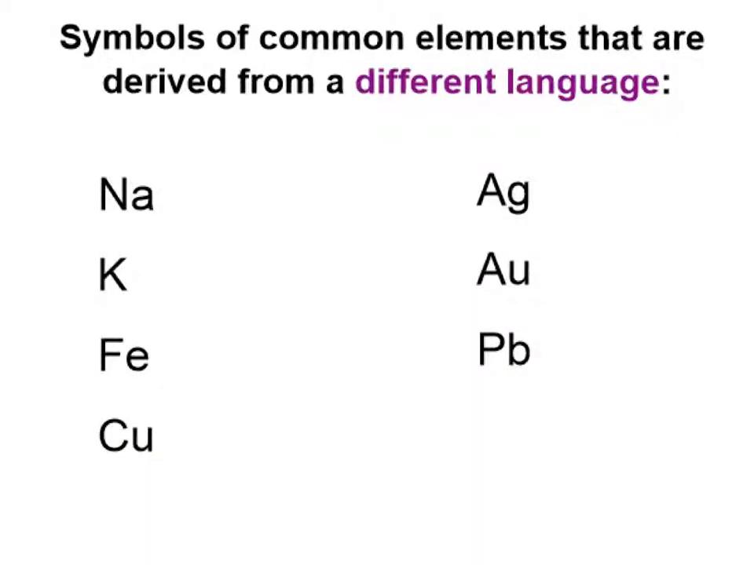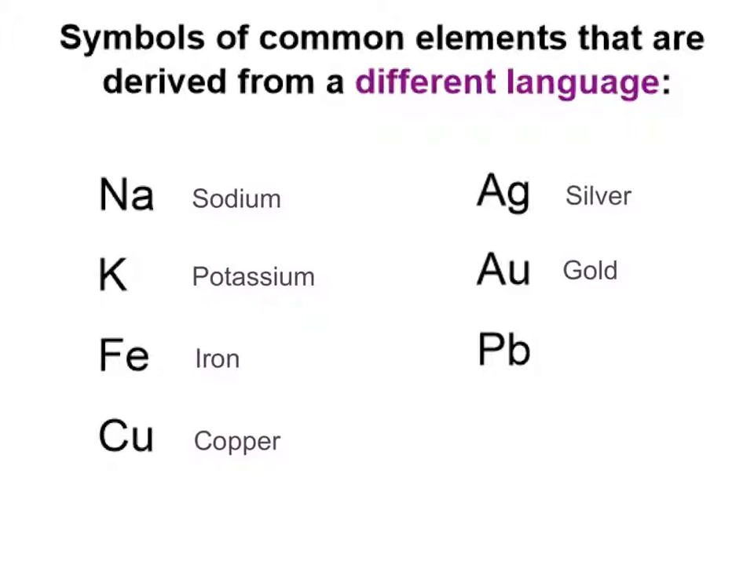Here are some symbols of common elements that are derived from a foreign language, so they have nothing to do with letters in our own language. Na is sodium, K is potassium, Fe is iron. You might have heard of ferrous metals. Those are metals that contain iron. Cu is copper, Ag is silver, Au is gold, and Pb is lead.